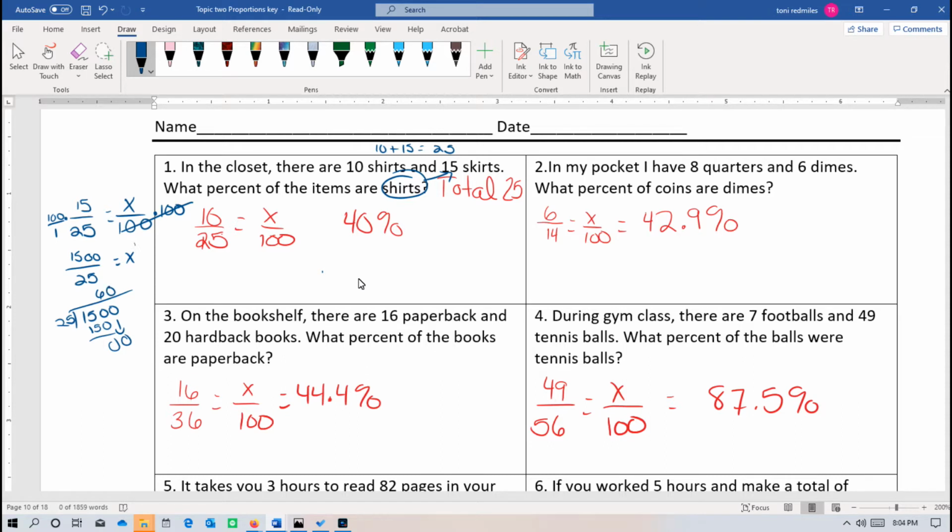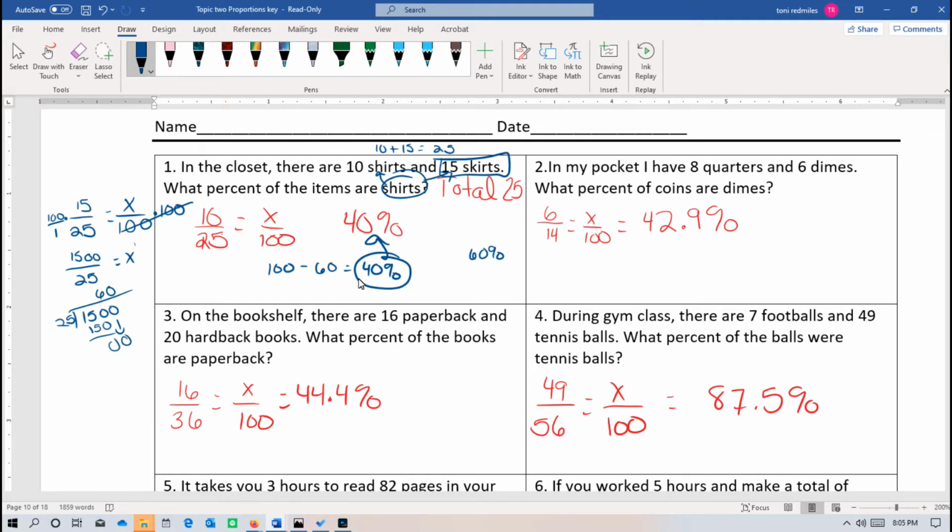Okay, now I made a faux pas. I found the percentage of skirts. It asked for shirts. So I got 60%. Well, the total is only made up of shirts and skirts. So to find shirts, I could take this 60% and subtract it from 100. And I'm going to get the answer of 40, which happens to be the answer on my answer key.